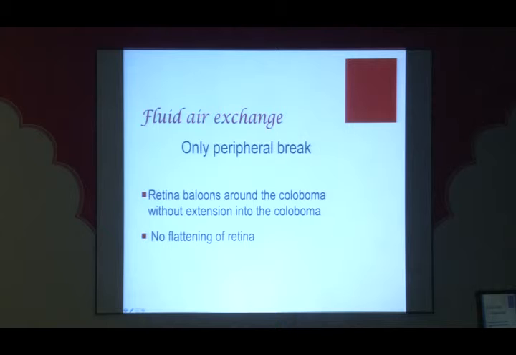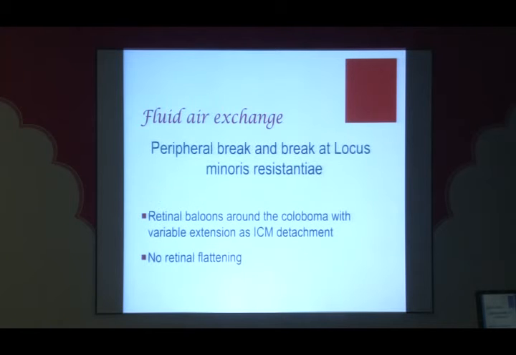If your original break is too far in the periphery, do a retinotomy, flatten the retina, and even if you don't treat the coloboma margin, you're hopefully okay. But if you have a peripheral break and a break at the locus minoris resistentia, but no ICM break, how does it behave? The retina balloons around the coloboma, and it extends as an ICM detachment, but still it doesn't flatten because there's no exit into the vitreous cavity.